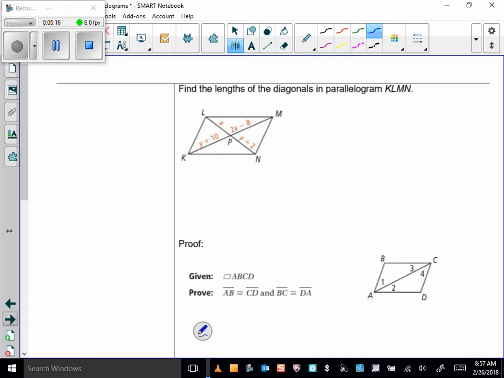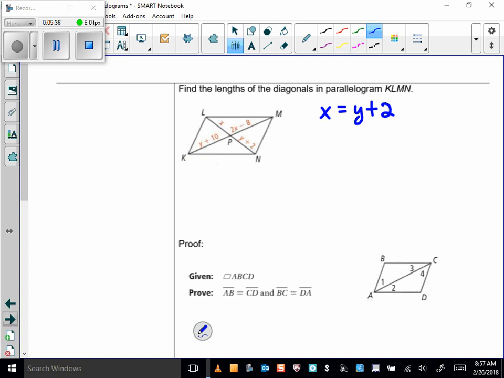Okay, so we're on page 3 here, last page of this lesson. Find the lengths of the diagonals in the parallelogram. Okay, so what do we know? We know that the diagonals bisect each other. So we know that x equals y plus 2, right?